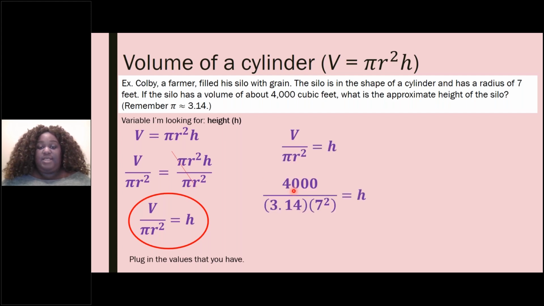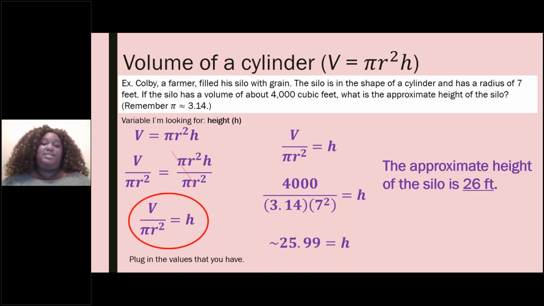So our values, we know that V is 4,000 in this case. Pi isn't going to change. It's going to be 3.14. Our radius was 7, but remember it's squared, so it's 7 squared. And be careful and remember that this square only applies to the r. So whether you're working it out on paper or you put it in the calculator, you want to make sure that that square is only with whatever your r value is. It's not the whole thing. So once we do that, you'll get about 25.99. So the approximate height is 26 feet.